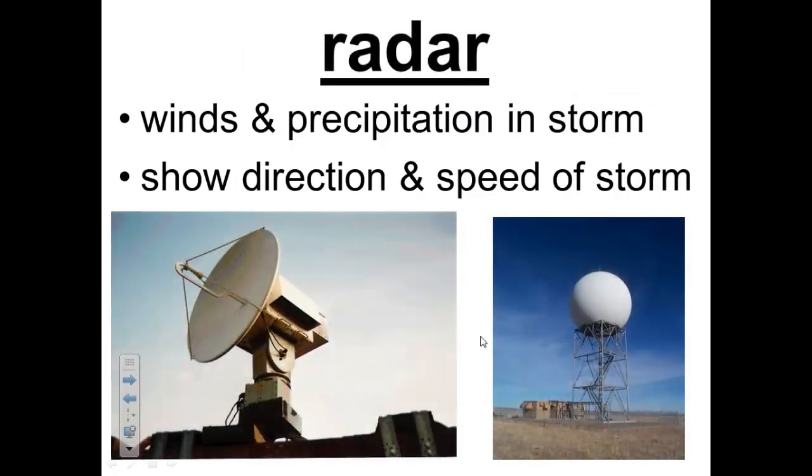Radar can measure the winds and precipitation inside a storm. The radar station sends out energy similar to signals from a radio station. Some of the energy bounces back from objects, including raindrops. Changes in the returning energy show the direction and speed of a rainstorm.